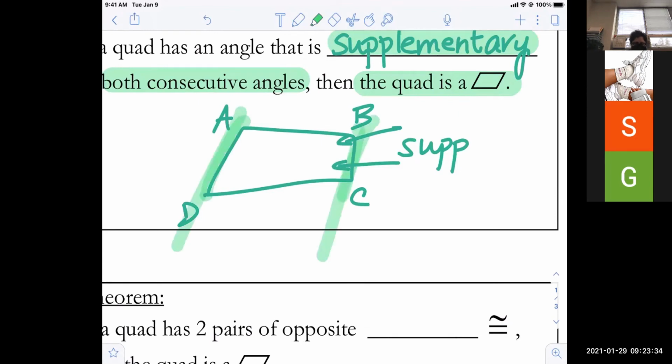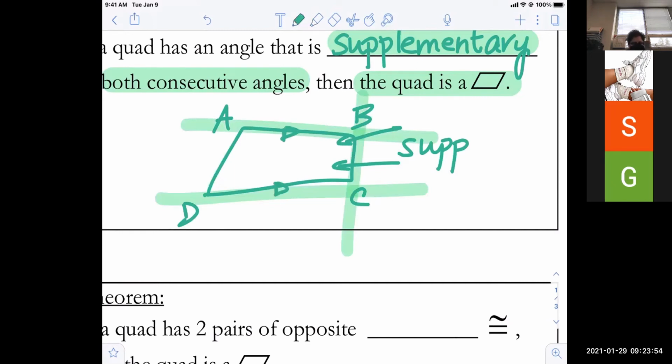Okay, if I use those two lines in this transversal, are B and C consecutive interior angles? Okay, so which lines should be parallel then? So if these are your lines and that's your transversal, then B and C being supplementary forces these lines to be parallel. Now, why is that not enough to show it's a parallelogram?